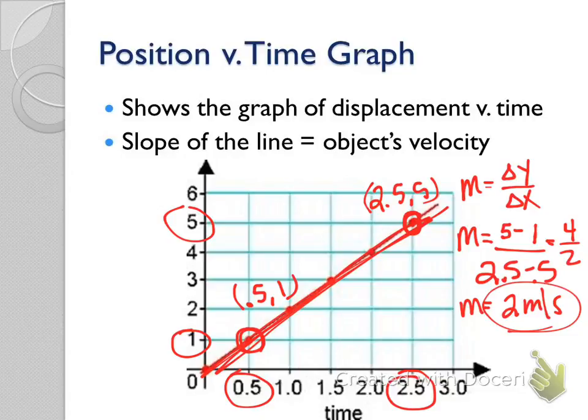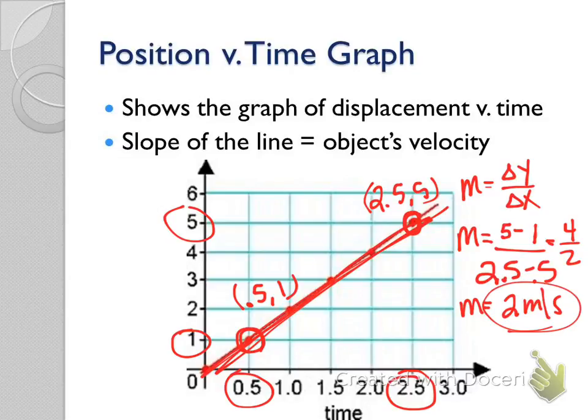Okay, so we didn't see any speeding up or slowing down happening here. This was extremely regular, right? Every 1 second they covered 2 meters. After 2 seconds they'd covered 4 meters. After 3 seconds they'd covered 6 meters. Okay, so it's extremely regular. Every time we have a straight diagonal line on a position versus time graph, we have constant velocity. Okay? Are we agreeing or seeing it?